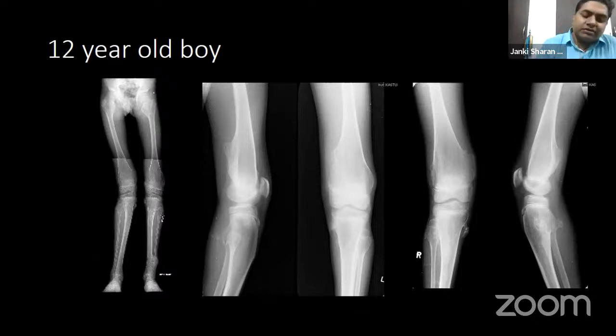This diaphyseal aclasis, another name is metaphyseal aclasis also, in a few books. Because there's a defect in the metaphyseal widening. It's very commonly used because if you see the metaphysis, it's broadened. There's a loss of remodeling in the metaphysis. That's why people say metaphyseal dysplasia. But the traditional name is diaphyseal aclasis.